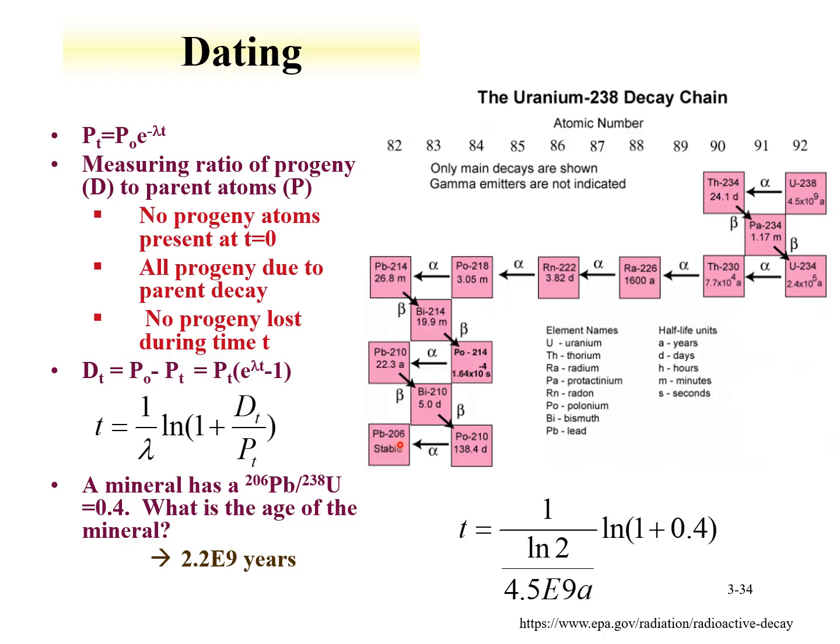So what we need to assume is that there was no lead-206 present at time 0 in this zircon. All the lead-206 that is there is due to the decay of uranium-238, and that no lead-206 was lost during the lifetime of this material.